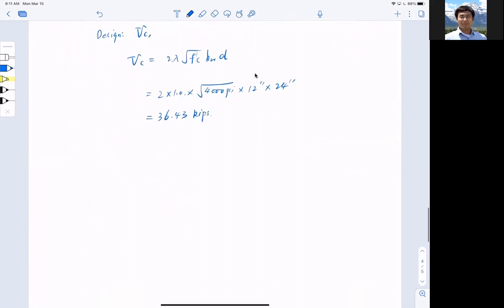All right. So VC is the contribution by concrete, right? And naturally, I want to find out phi VC, and that is 0.75 multiplied by 36.43 kips. So this gives me a number of 27.32 kips. All right. So what do we need this for? Why do we need phi VC, right?